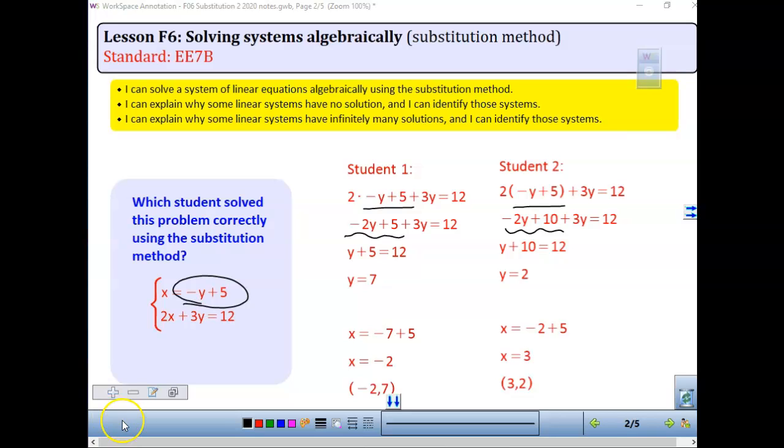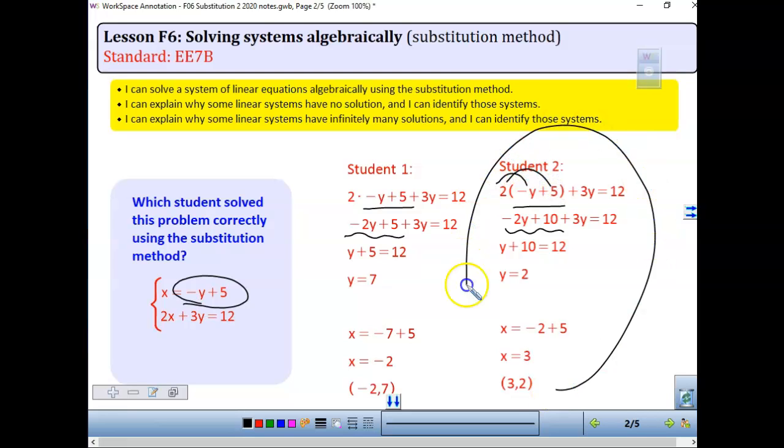Student 1 only multiplied these ones. Here we were using the distributive property. So who is correct if we are looking at it? 3, 2 works in both of them. If you plug in this negative 2, 7, and you go to the first one and you go, oh, opposite of negative 2, this works here. It just doesn't work in this one.